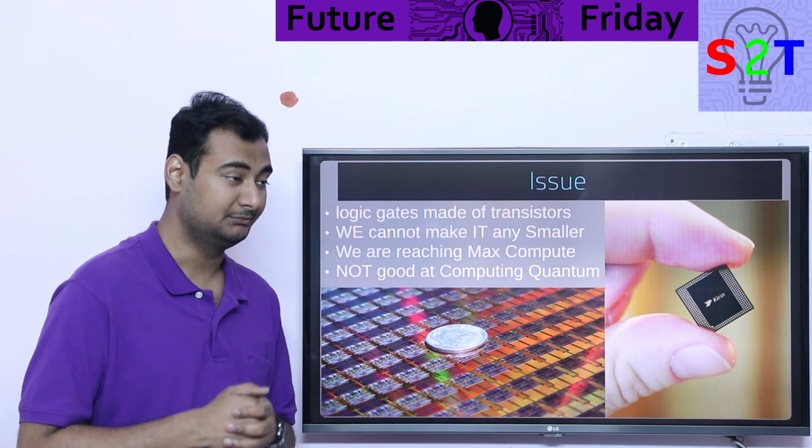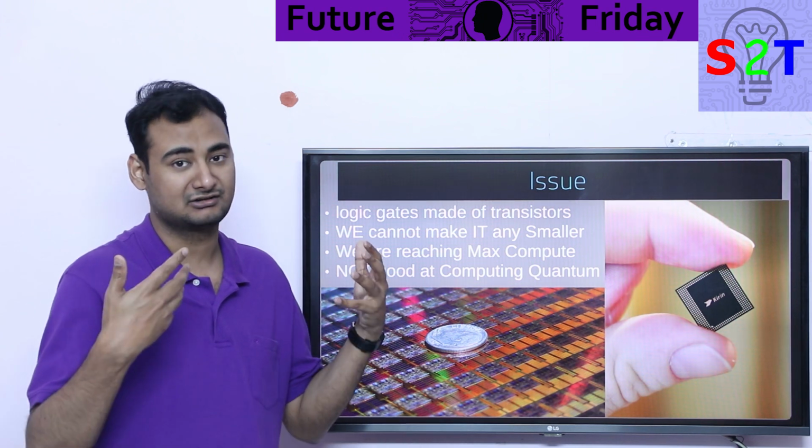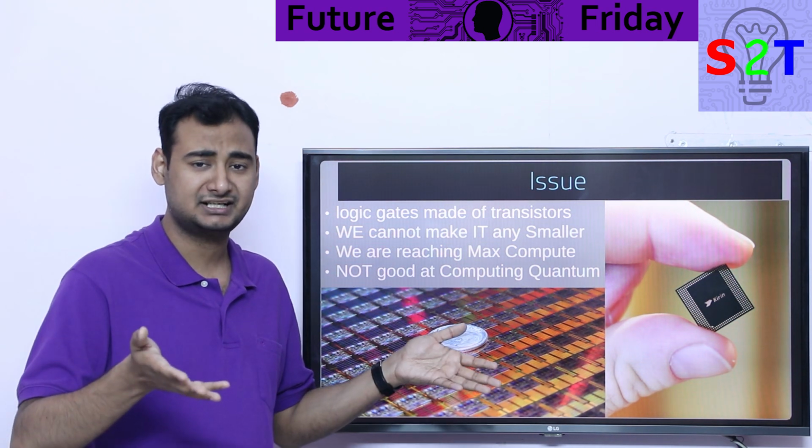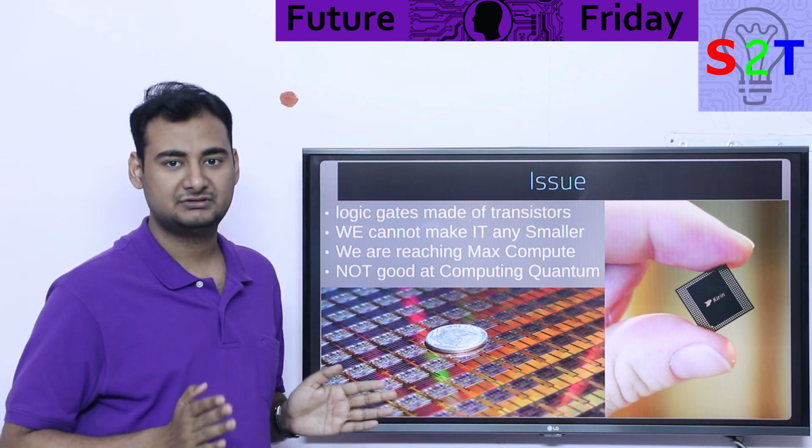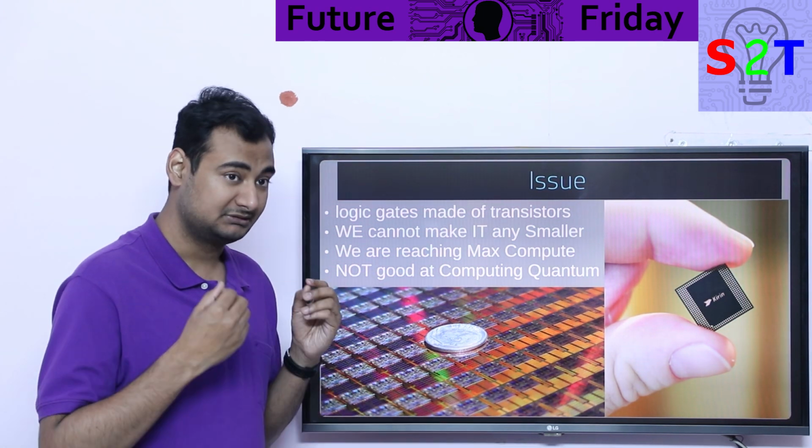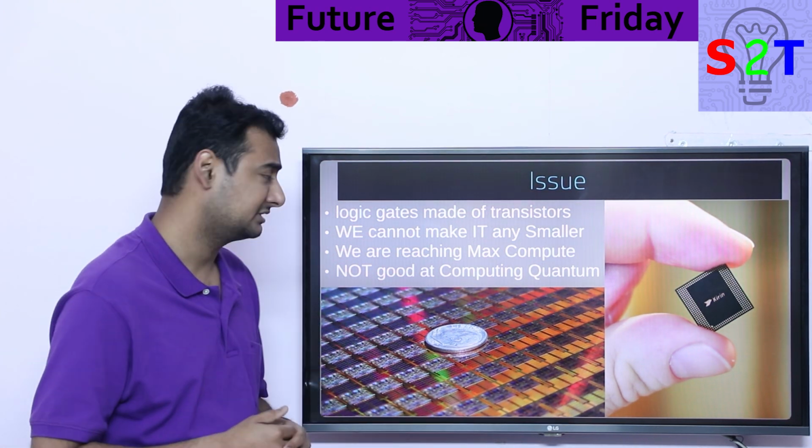So what's the issue with this? Because computers are fine, computers are dandy, they are working, they are in your iPhone, they are in your satellites, they work. So there is no problem with them. But then what's the limitation? Why the heck do we want to go into quantum computers?